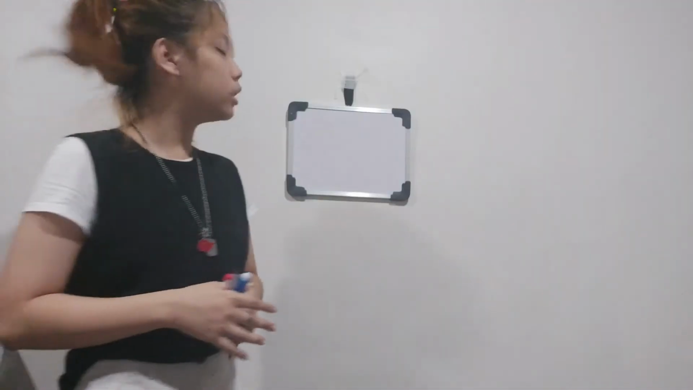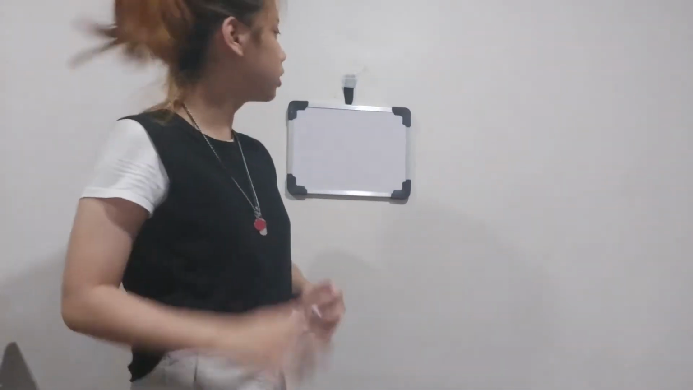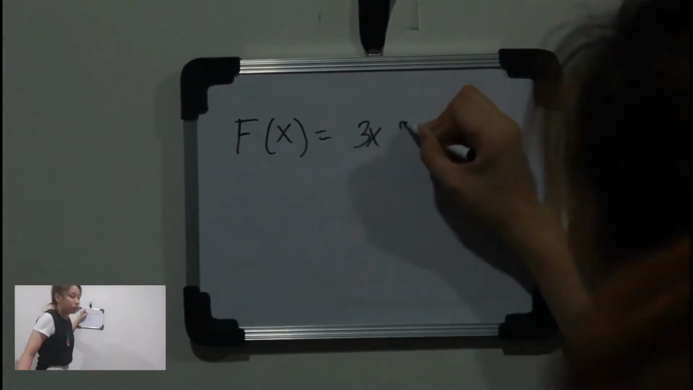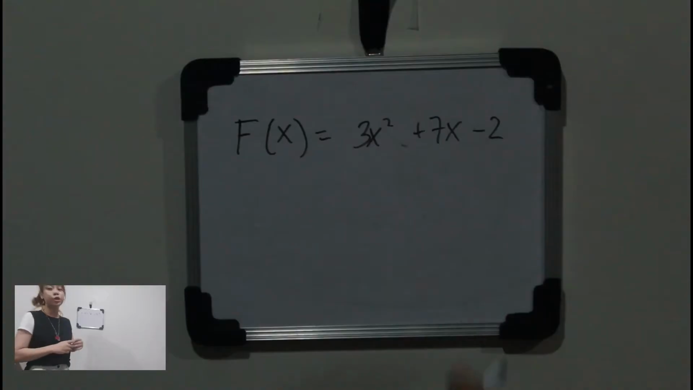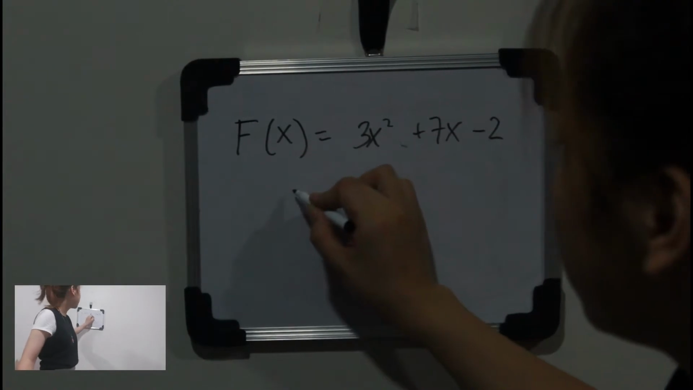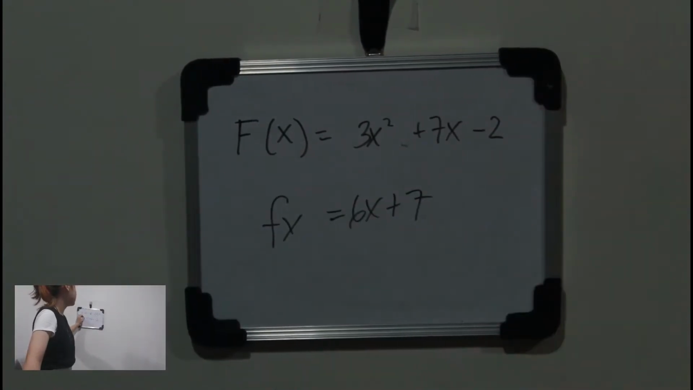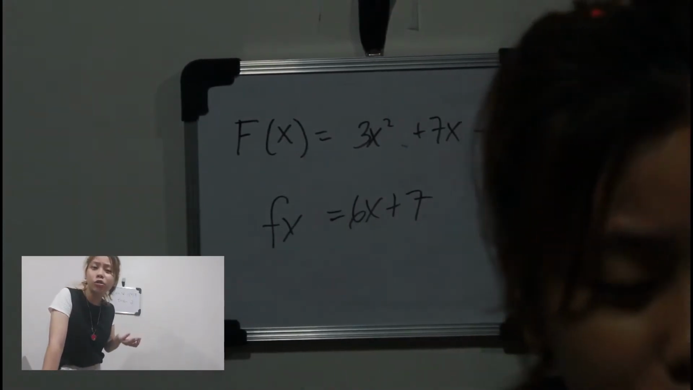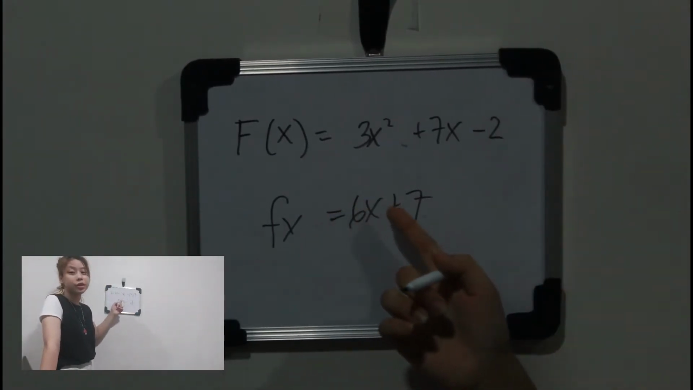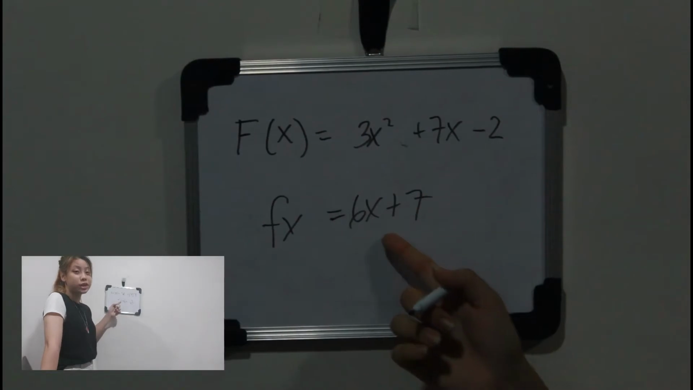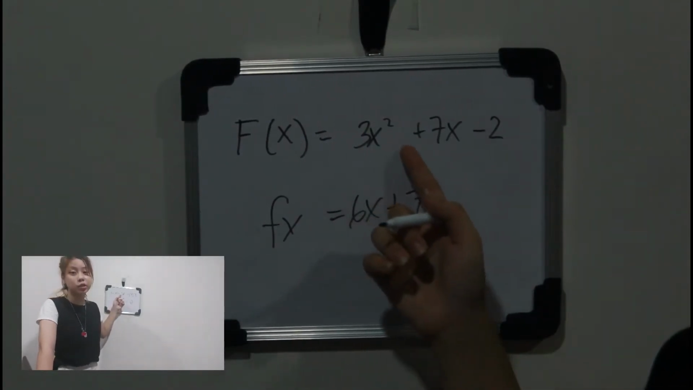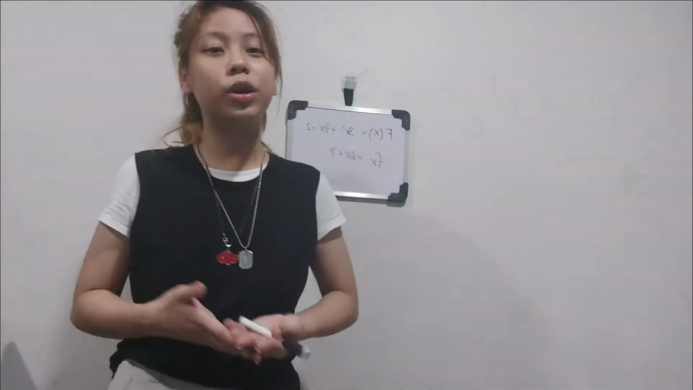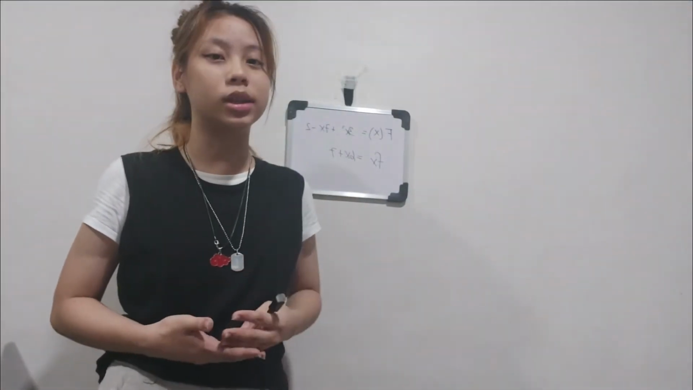Now, let's consider the function f of x equals 3x squared plus 7x minus 2. If we try to find its derivative, we will get 6x plus 7. But, on the other hand, how could we get the antiderivative of 6x plus 7 into 3x squared plus 7x minus 2? This is where the basic integration rules will come in.